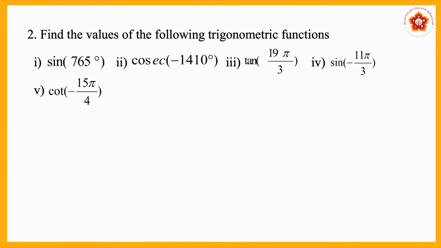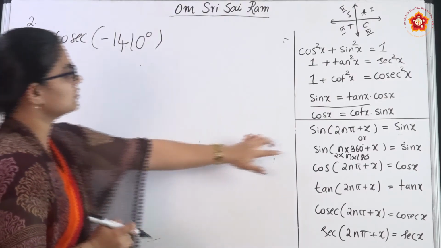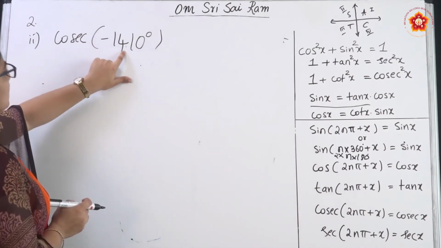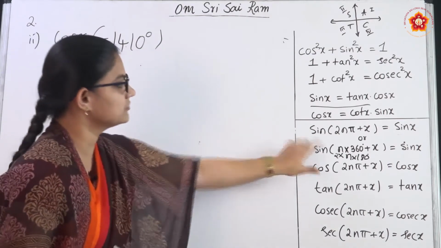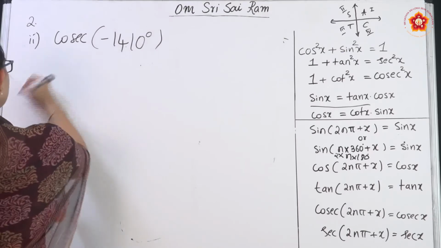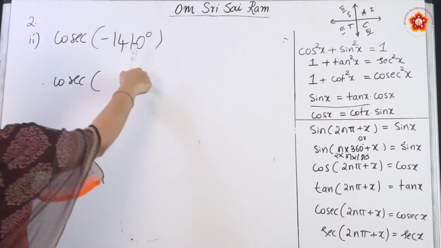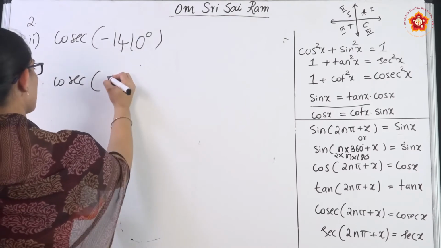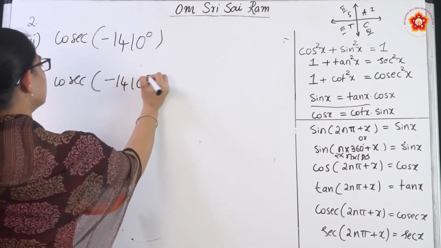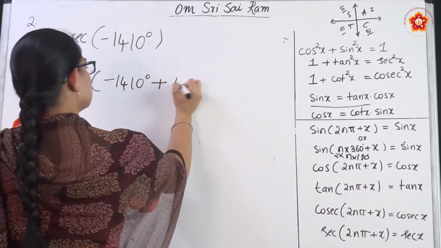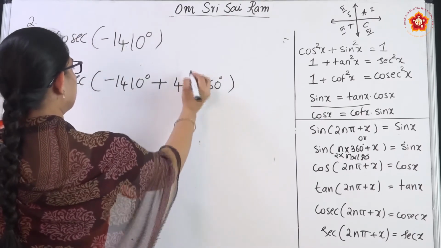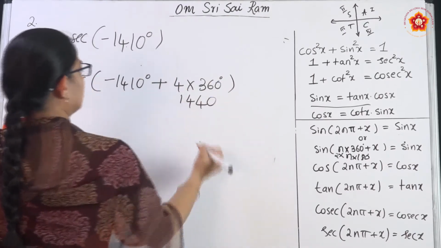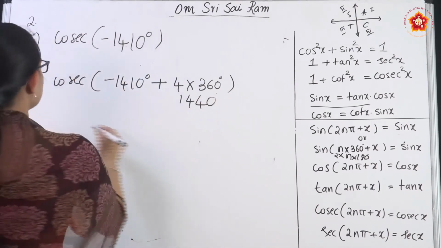So we have cosecant of minus 1410 degree. So let us convert, let us bring it to this form. So we have to find a number which is closer to 1410 and it should be a multiple of 360. So we can write this as minus 1410 degree as it is plus 4 into 360 degree, okay. So that is 4 into 360 degree is nothing but 1440, okay.